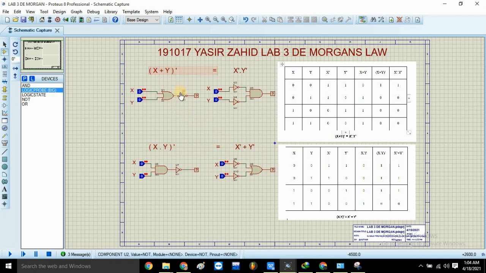We have developed these four schematics. This one is for (x plus y) naught, and x naught and y naught. Here we have (x and y) whole naught, then x naught or y naught. Now we are going to match behavior of this circuit with the truth table.